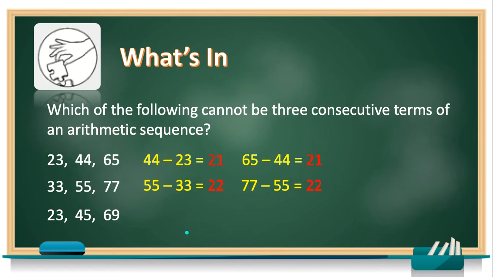For the last sequence, when we subtract 23 from 45, then 45 from 69, both operations arrive at different answers. That is why that is our correct answer. Great! Now that we have refreshed our minds, we are now ready to tackle the lesson. Let's start.